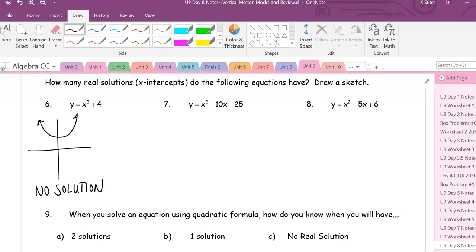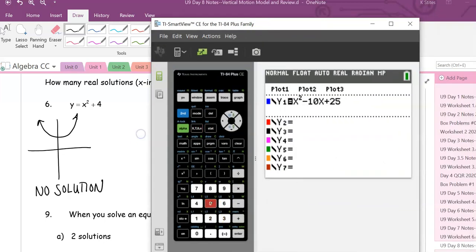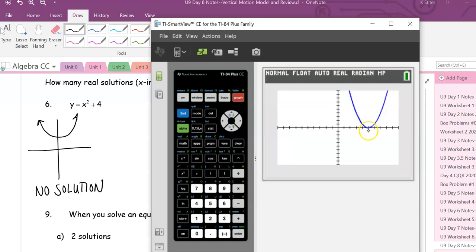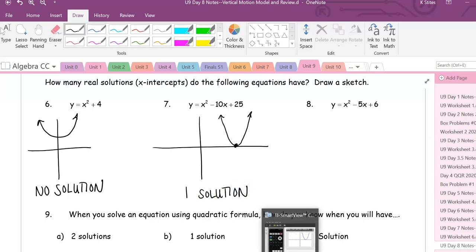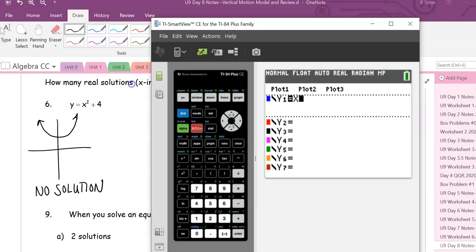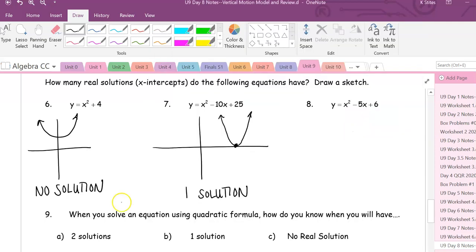Okay, now I'll graph the next one, x squared minus 10x plus 25. Is that plus 25? And if you look, it only hits once. This, since it hits once, is one solution. And the last one, x squared minus 5x plus 6. Again, I'm just graphing this, and how many solutions it has is how many times it hits the x-axis. And this one, you can see it does hit twice there. Once, twice. So this has 2 solutions.